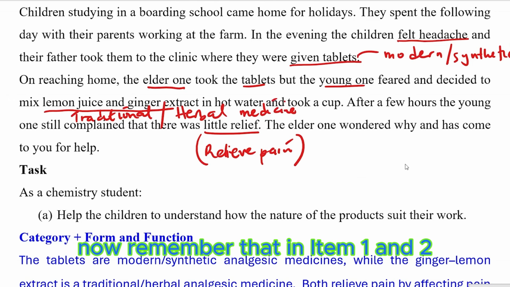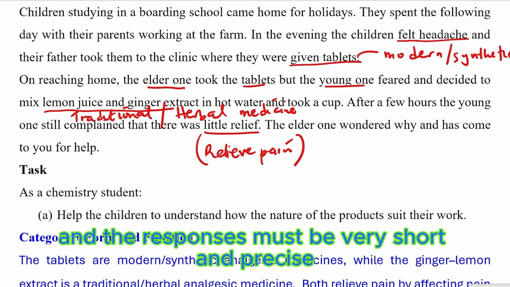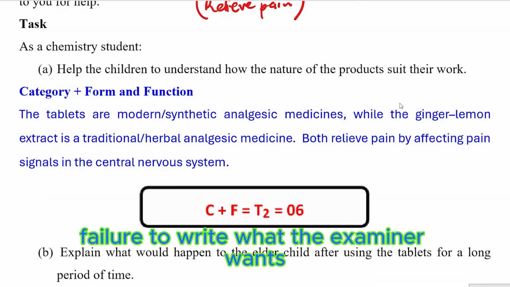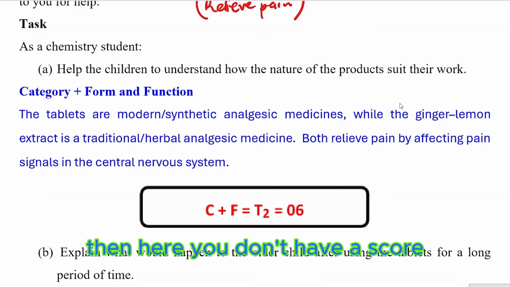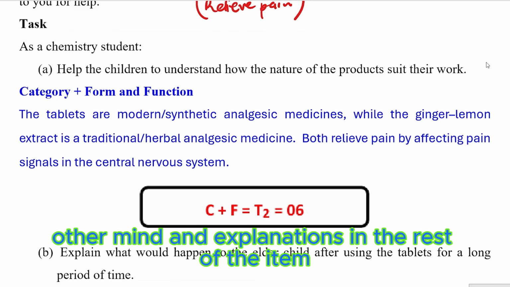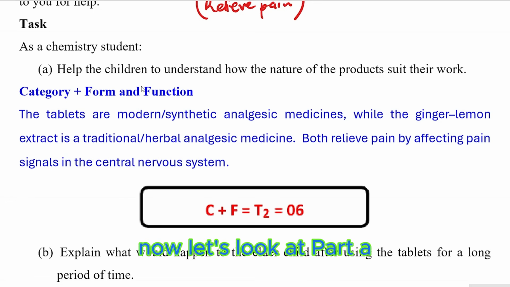Now remember that in items 1 and 2, you must state what the examiner wants, and the responses must be very short and precise. Failure to write what the examiner wants, then here you don't have a score, because you are only going to put all your other mind and explanations in the rest of items 3 and 4. But here you are precise and writing exactly what the guide demands.